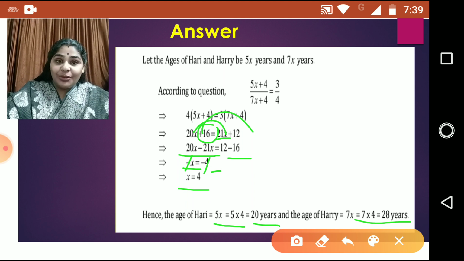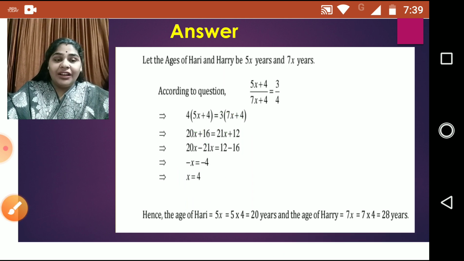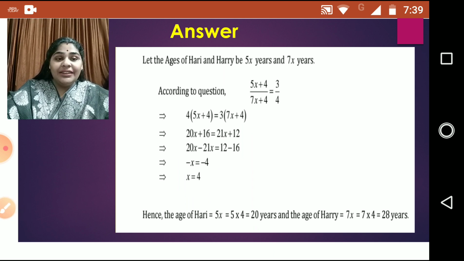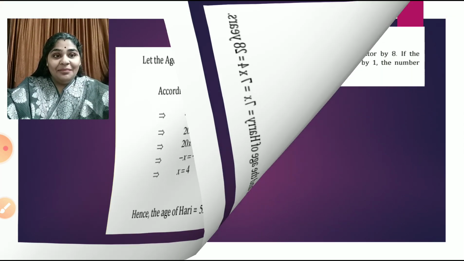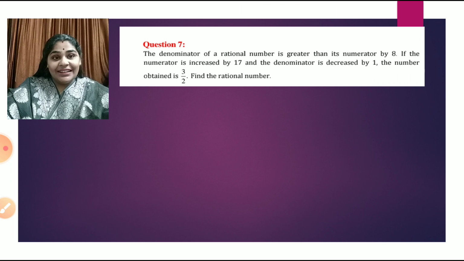So this is how you have to find the solution. The procedure is same, children. Only the thing is, the main thing is you should find out the proper equation. That is how we have done just now, right? So let us proceed with the last sum of our exercise 2.6, that is question number 7.